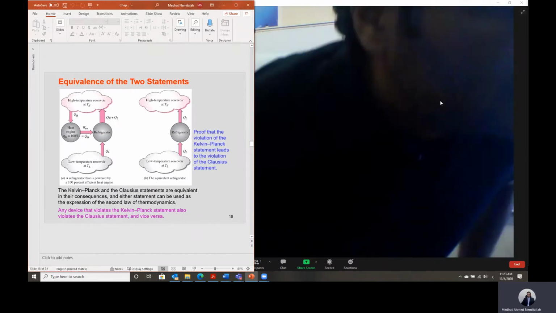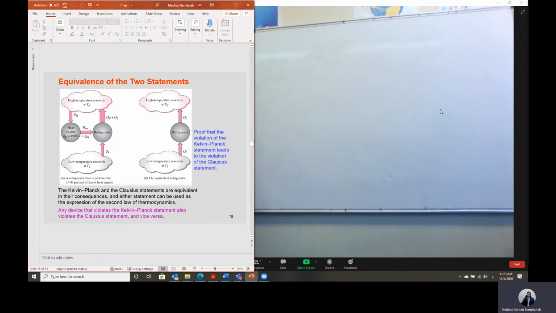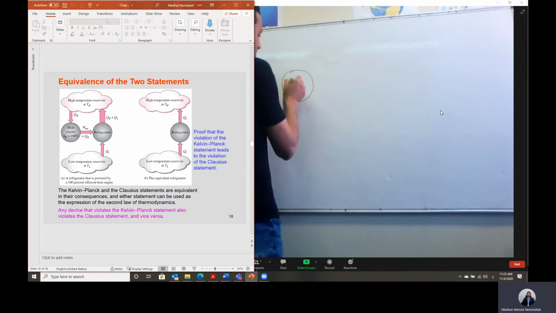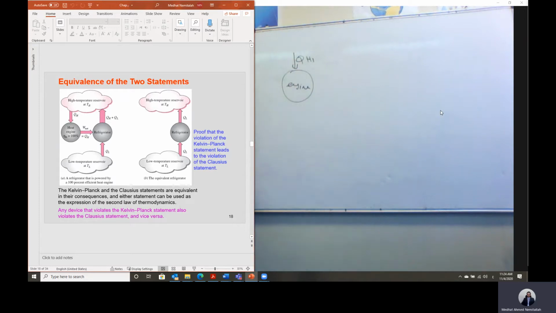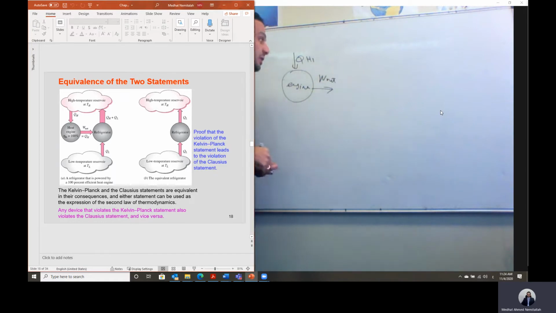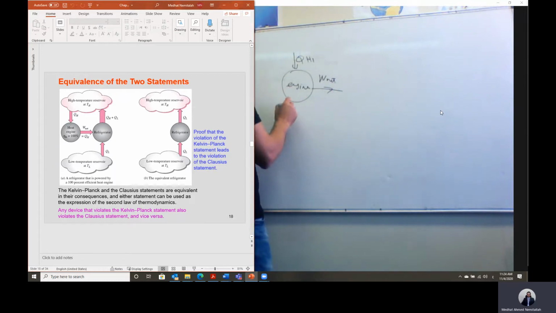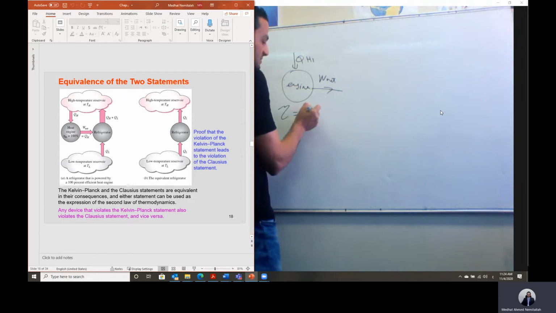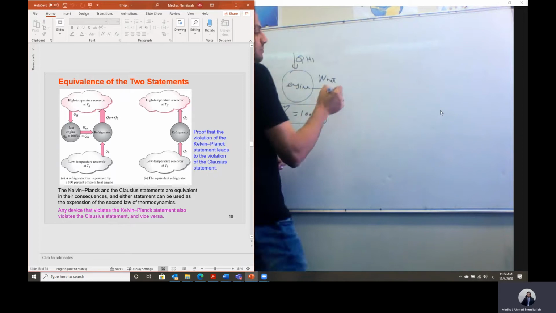But let's see how a violation of one of the two statements can lead us to a violation of the second statement. Let's consider this is the heat engine. It absorbs heat at high temperature; let's say this is Q high 1, and all of this heat is converted into work. This work output of the heat engine clearly violates the Kelvin-Planck statement of the second law, since the efficiency is equal to 100%.